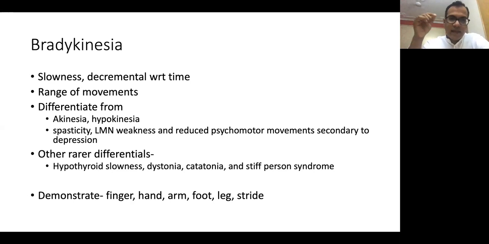Technically, bradykinesia is a reduction in the range of movements. You start with normal, and then slowly it becomes slower and slower. You start like that, and then the pace slows and the amplitude of movement reduces gradually. Now you may get akinesia, hypokinesia, and spasticity. Some spastic disorders, which are not like a stroke, are a differential diagnosis, such as someone who presents with spastic paraparesis or stiff person syndrome. They complain of slowness, but it's not a true bradykinesia, it's a hypokinesia rather.